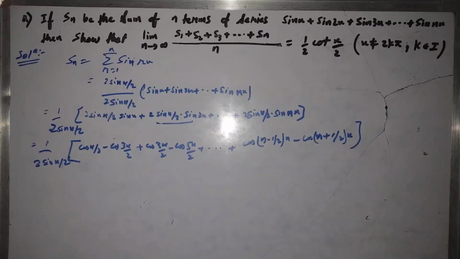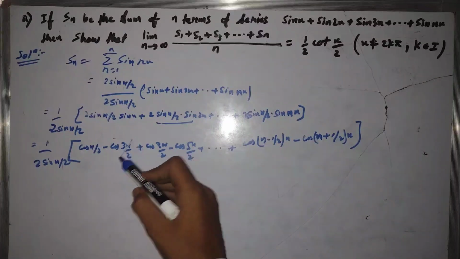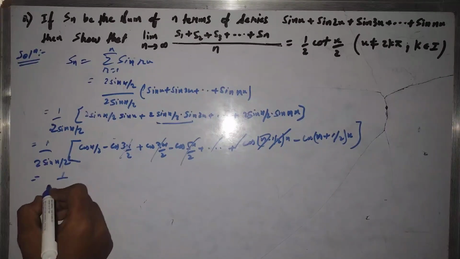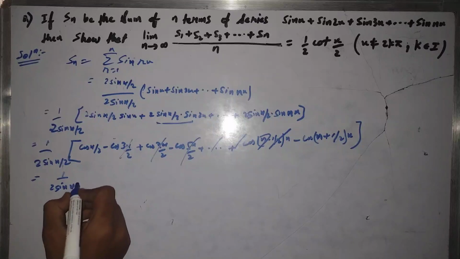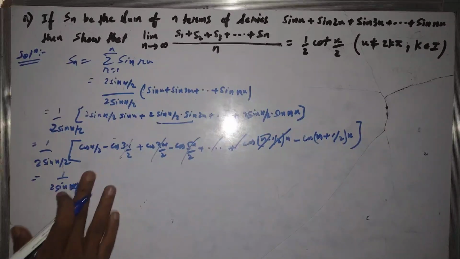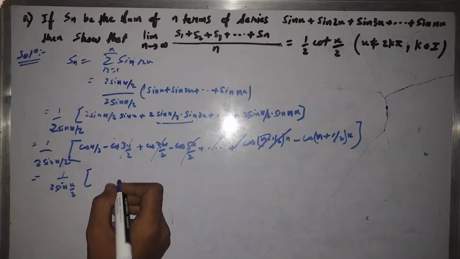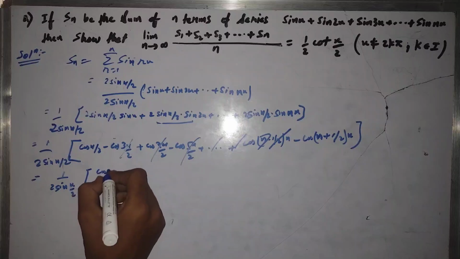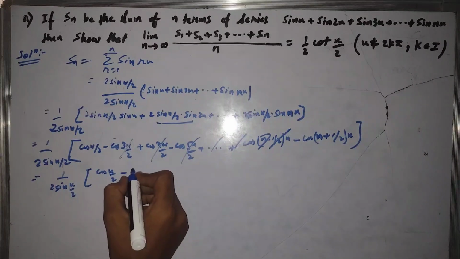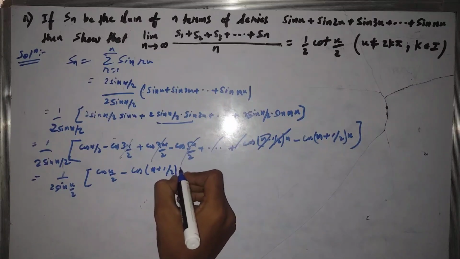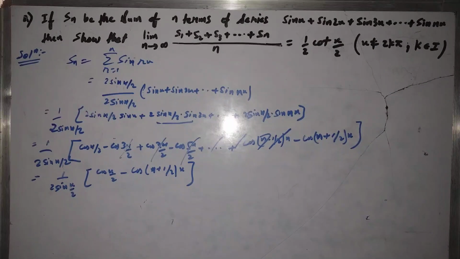Now we can see that every term is getting cancelled here, till this. Now this becomes 1 upon 2 sine x by 2 times cosine of x by 2 minus cos of n plus half x. Okay, so this is what we get.